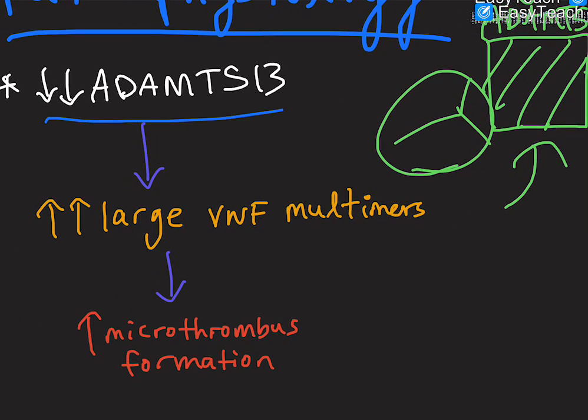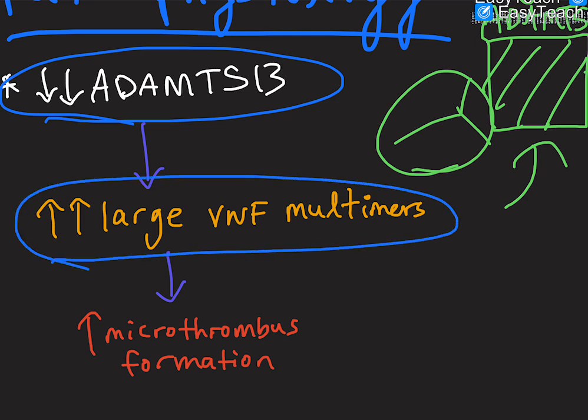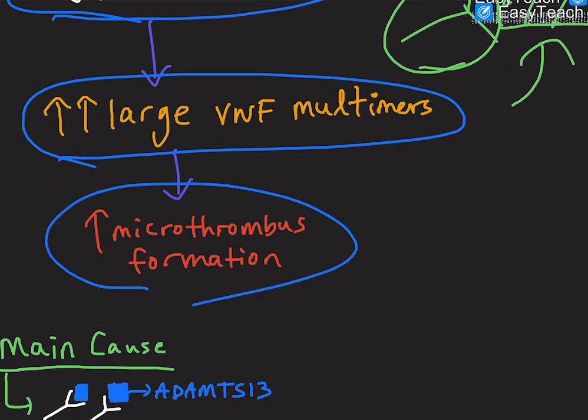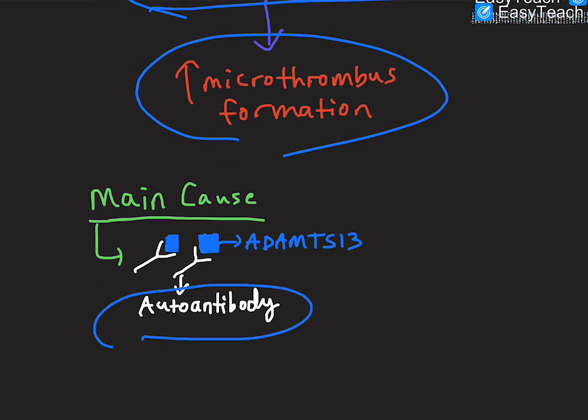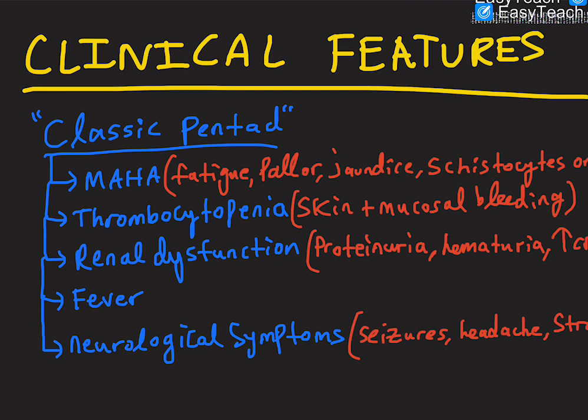So that's what we have here. We have low ADAMTS13 protein due to autoantibodies against it, which leads to large von Willebrand factor multimers, and that increases microthrombus formation. So you form a lot of small clots in small blood vessels. Again, the main cause is autoantibodies against ADAMTS13. So let's see why increased microthrombi are bad. What do we find in this disease?